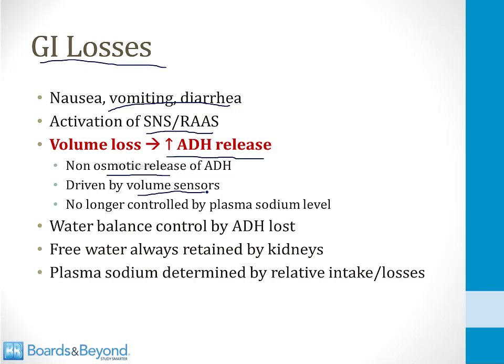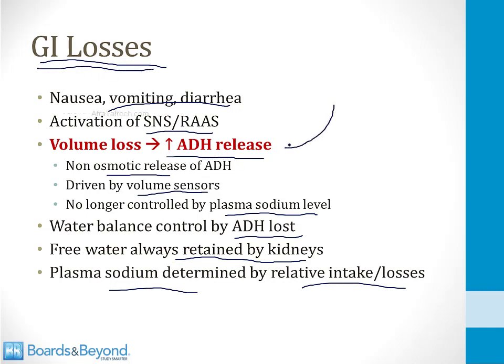So when you are in a state of significant GI losses, you are in a hypovolemic state, and ADH will be released no matter the plasma sodium level. In other words, the ADH level is no longer controlled by the plasma sodium level. This means that water balance control by ADH has now been lost. Free water is going to be always retained by the kidneys because the ADH level is always high. In this situation, your plasma sodium level is determined by your relative intake and losses, and thus it is very easy to develop hyper or hyponatremia in the setting of GI losses because the ADH release is no longer controlled by the plasma sodium level.